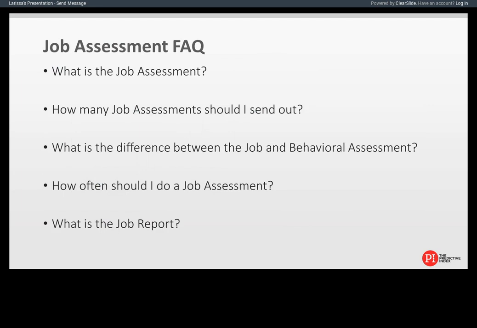So I picked kind of the 5 most asked questions about the job assessment. And the first one is, what is the job assessment? Essentially, as I've mentioned before, it's just a benchmarking tool. It's what we use to compare what is needed in a job to a person or a candidate's behavioral needs. So this really allows us to define the behavioral, and now we're getting into cognitive as well, requirements for a job to help target the right candidates for each position within your organization.